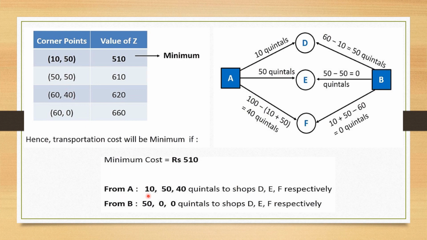Clear? So these are the supplies from A: 10, 50, 40 quintals to shops D, E, F respectively, and from B: 50, 0, 0 quintals to shops D, E, F respectively.